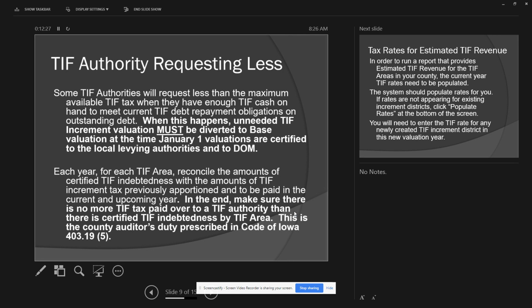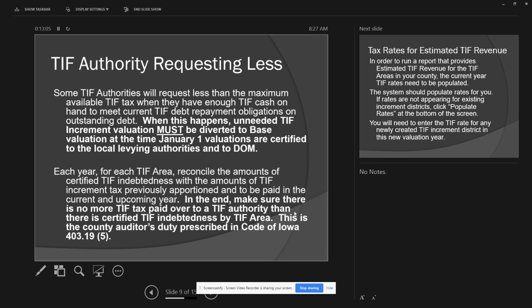So when this happens, unneeded TIF incremental value must be diverted back to the base value at the time that those January 1 valuations are certified. So when you work in our system, what you're going to be submitting is the valuations needed to generate the TIF revenue as requested. In some cases, it is the maximum. Folks are requesting the maximum, but in some cases, it's not.